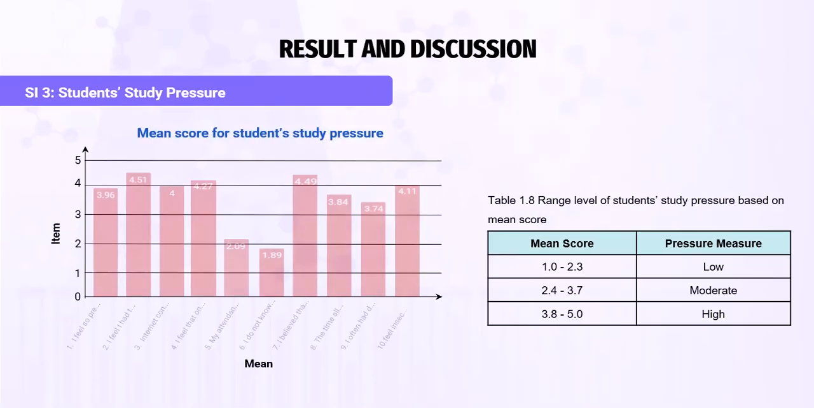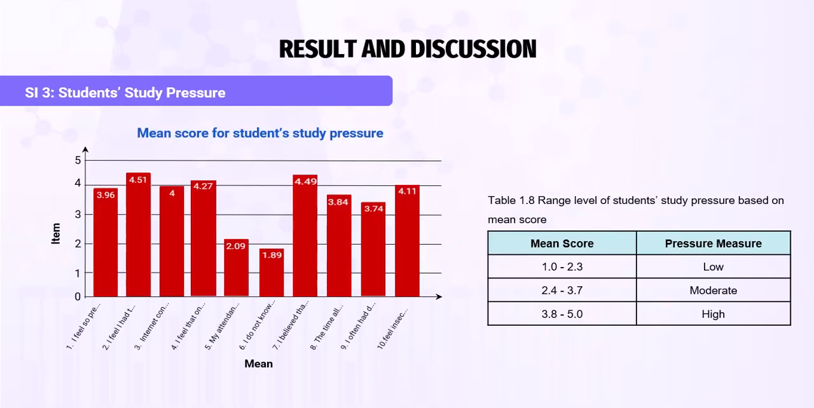This figure shows the mean score for student study pressure in online learning. There are 10 items, and questions related to student study pressure were asked in the survey. For the first question, the student study pressure is measured as high, with the mean score of 3.96. This is because respondents strongly agree with the question asked on whether they feel pressure doing group work due to lack of cooperation between members.